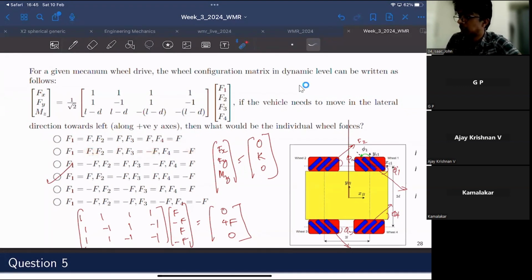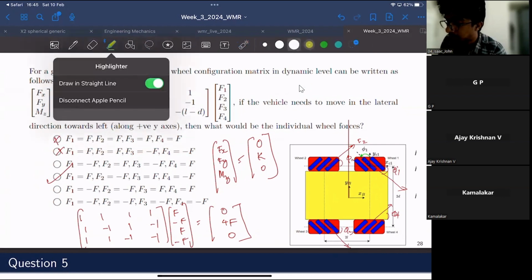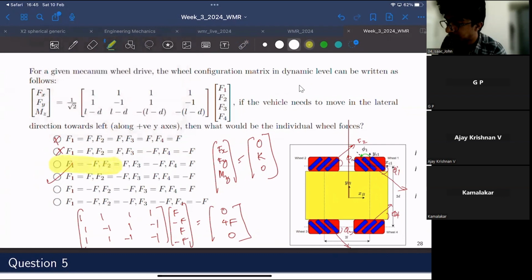So the wheels along one side will rotate in one direction, so that corresponds to pure rotation. We cannot be sure about the direction though, but this corresponds to a pure rotation. So you can also eliminate this option. Another option is minus f, plus f, minus f. So that is a potential candidate. This option 3 is a potential candidate. Option 4 is also a potential candidate.